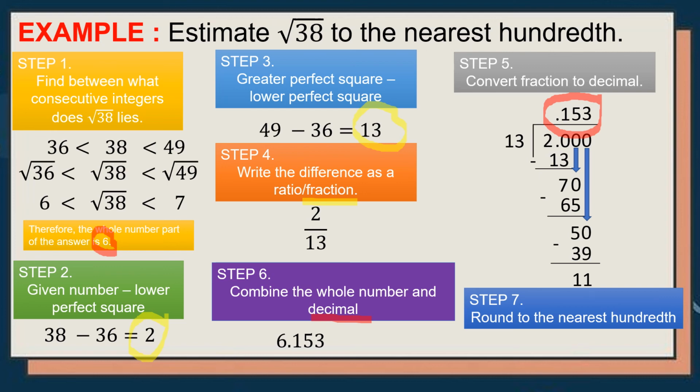Since the digit on the right side of the hundredths place value is 3, we will maintain this 6.15. We do not round it up since the number on its right side is less than 5. Therefore, the estimated value of the square root of 38 to the nearest hundredth is 6.15.